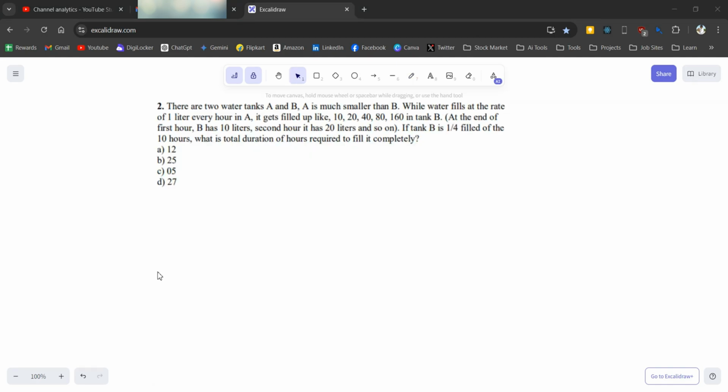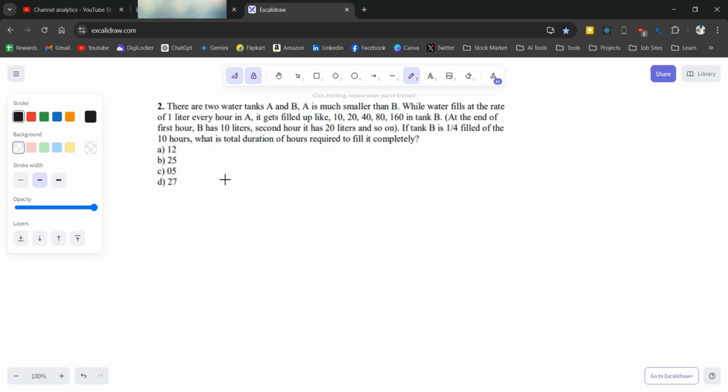So this is the next question. We will read out the question first. There are two water tanks, A and B. A is much smaller than B. While water fills at a rate of 1 liter every hour in A, it gets filled up like 10, 20, 40, 80, 160 in tank B. So if you say it, B's growth is exponential compared to A. So B will double each hour. They have given it over here: B has 10 liters, in the second hour it has 20 liters, and so on. And lastly they have asked, if tank B is filled 1 by 4 in 10 hours, what is the total duration of hours required to fill it completely?